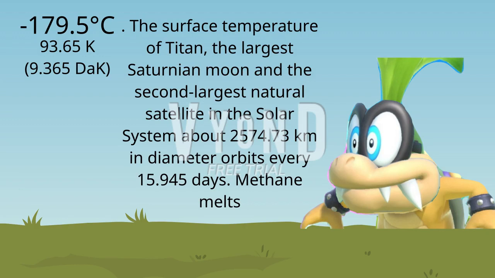The surface temperature of Titan, the largest Saturnian moon and the second largest natural satellite in the solar system, about 2,574.73 kilometers in diameter, orbits every 15.945 days, is at -179.5 degrees Celsius, or 9.365 decakelvins. That's 93.65 Kelvin, which methane became a liquid.